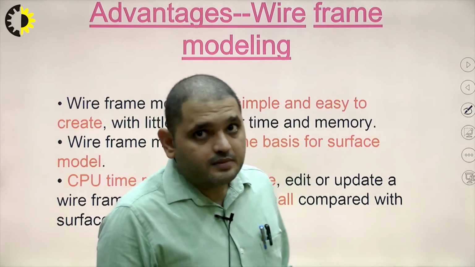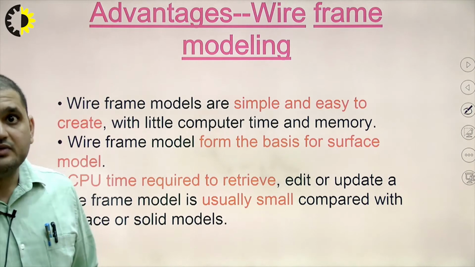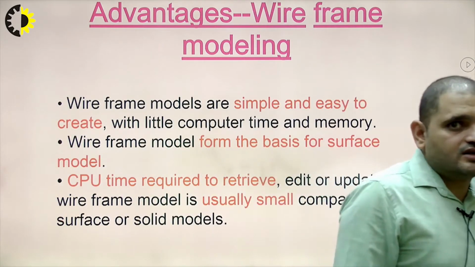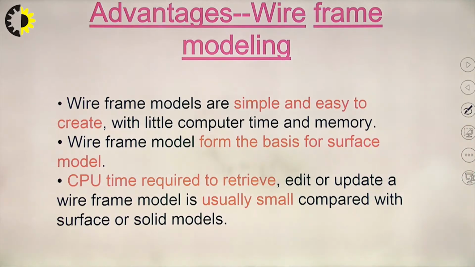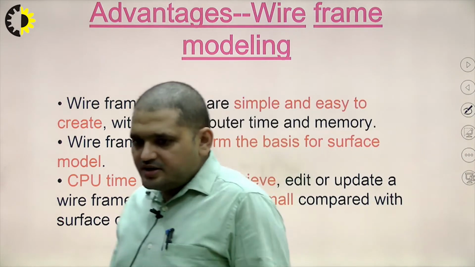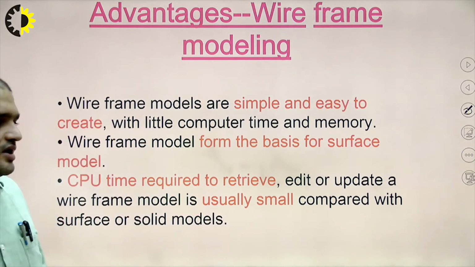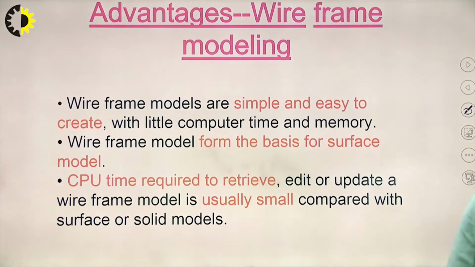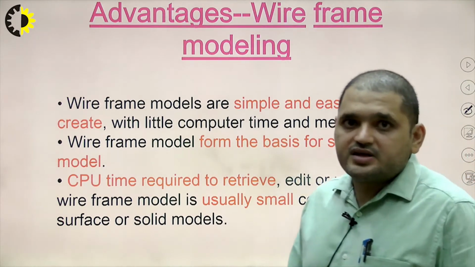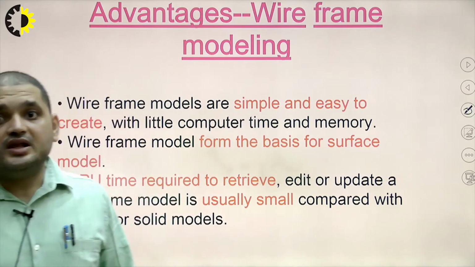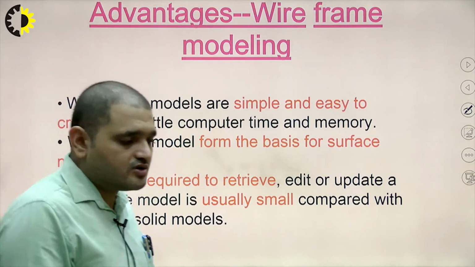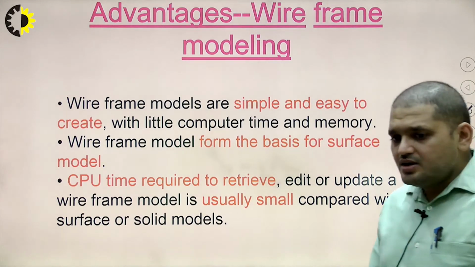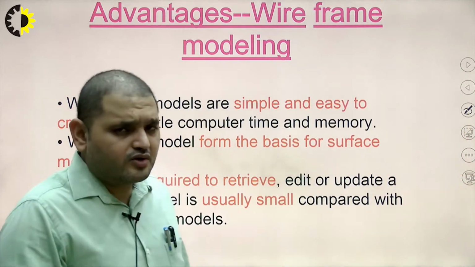So, wireframe models are simple, easy to create with little computer time and memory. Wireframe models form the basis for surface models. If you want to create a surface model, the first step is to create a wireframe model, then from the wireframe model you can make a surface model. CPU time required to retrieve, edit or update a wireframe model is usually small compared with surface or solid modeling, because it only contains information about lines and vertices. That is why it requires less time.